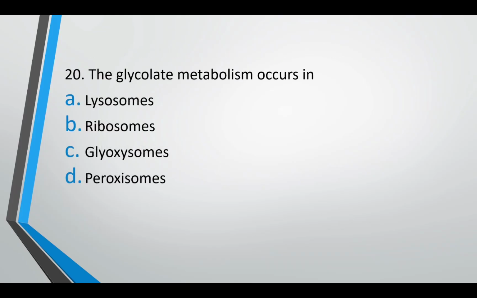The glycolate metabolism occurs in lysosomes, ribosomes, glyoxysomes, or peroxisomes. Glycolate metabolism occurs in? Correct answer is option D, peroxisomes.